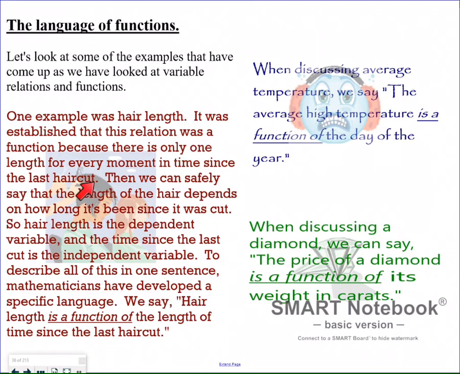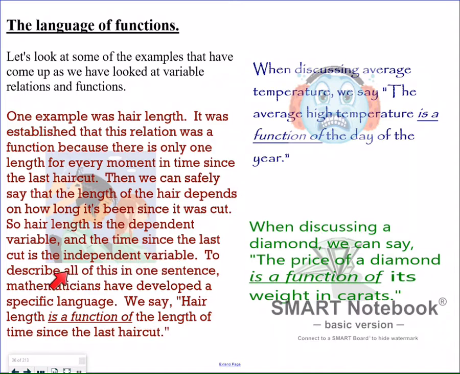So if it's been a day since my last haircut, I will have a certain hair length, and if it's been 100 days since my last haircut, I will have a different length, and we can expect that that length is going to change as a result of time passing. So we can say that the length of the hair depends on how long it's been since the hair was cut. So we can say that the hair length depends, therefore is the dependent variable, and the time since the last cut is the independent variable.